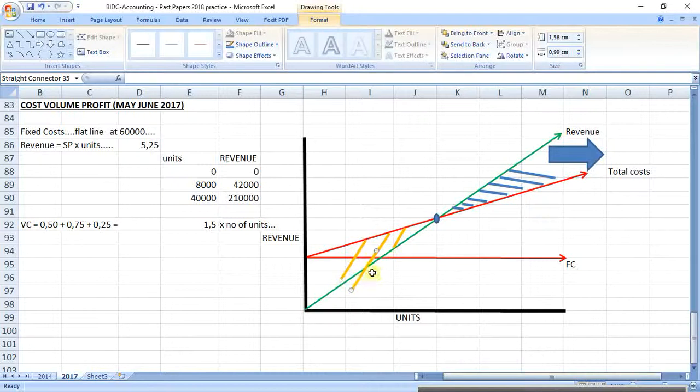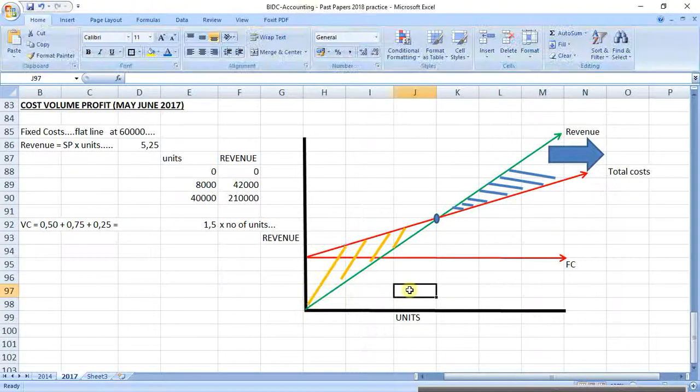Yeah, the break-even point you showed. Did you label it? Yes. Okay, perfect. Anything else, or was that it? That's it. Great. And that was for 7 marks. Nice question.